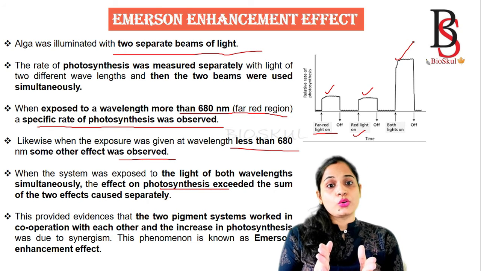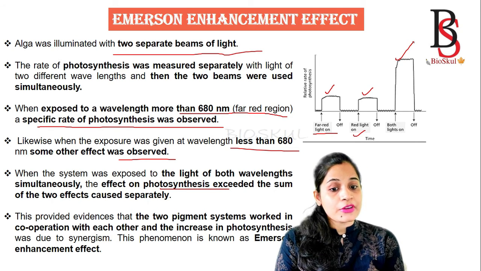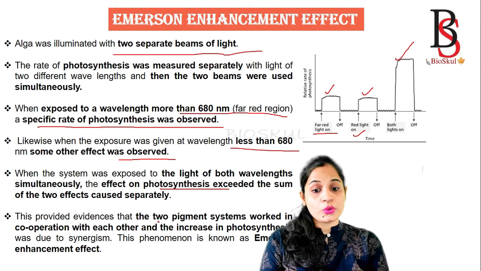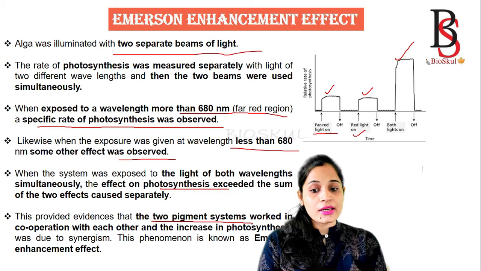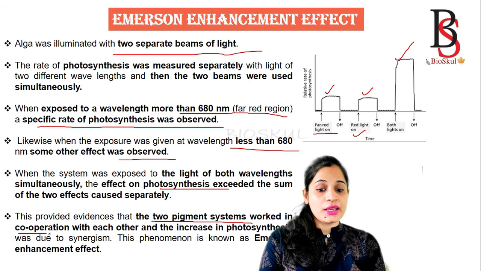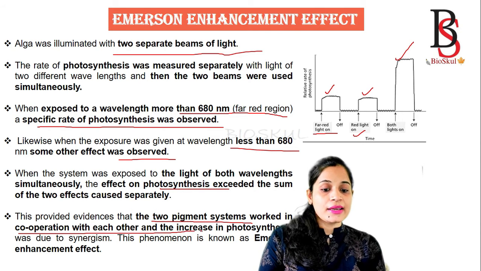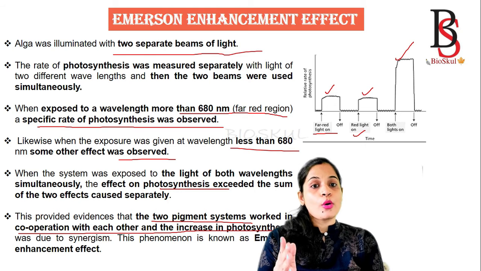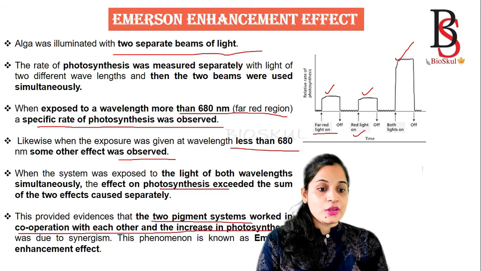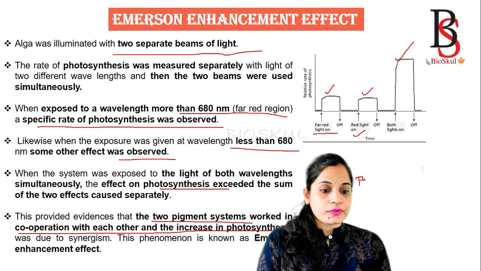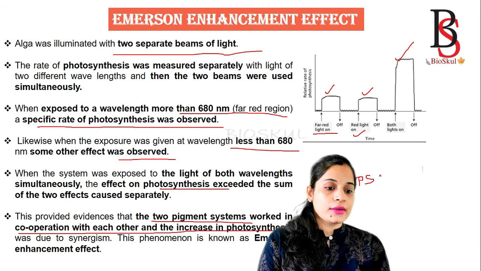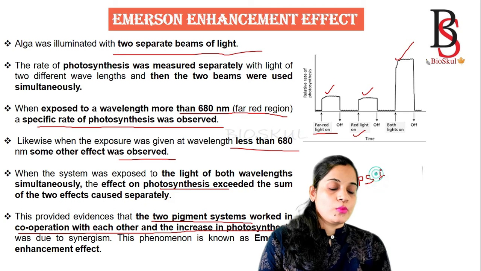So what do we conclude from this Emerson enhancement effect? From this experiment we conclude that there exist two pigment systems, which work together in cooperation with each other, and that leads to the increase in photosynthesis. So from this experiment we concluded that there is the existence of two pigment systems, that is, photosystem 1 and photosystem 2.